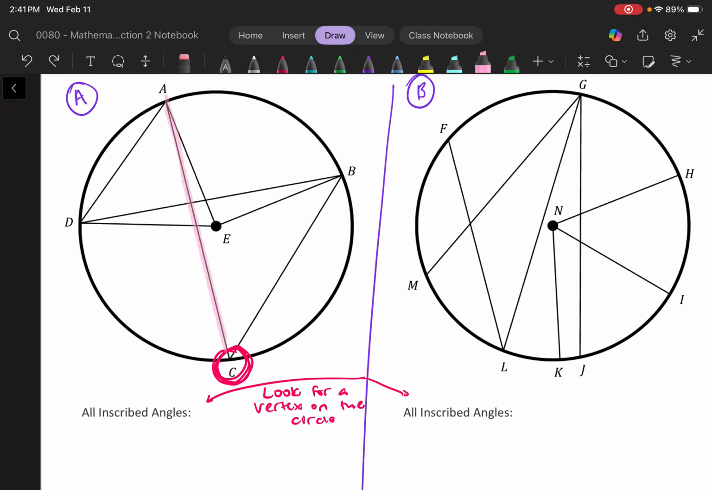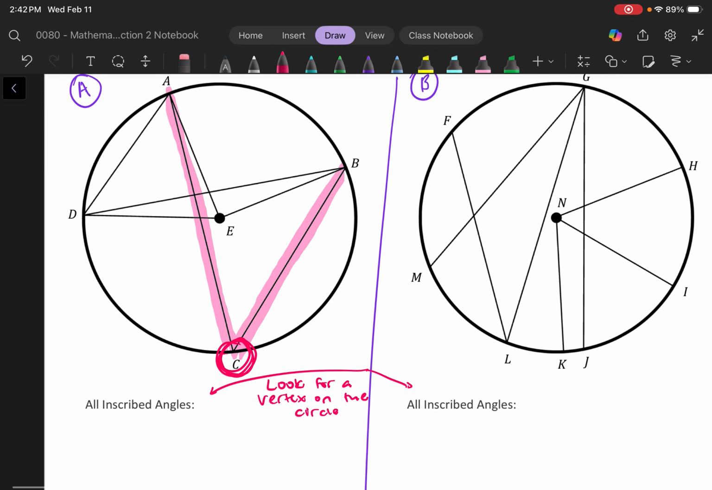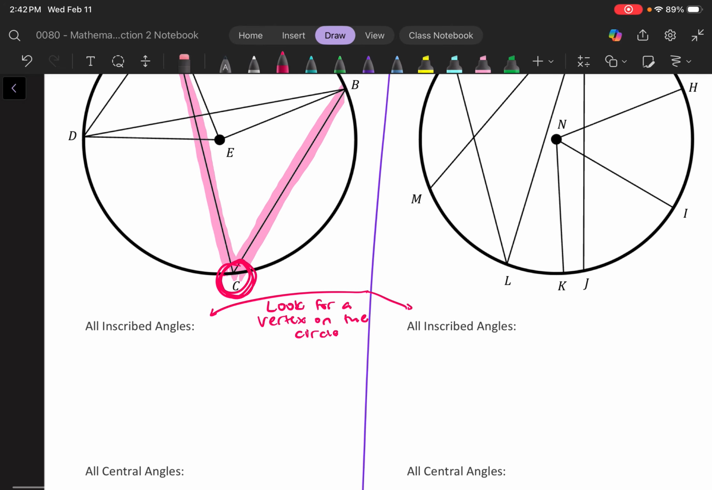So I'm looking to see, is there a chord that connects C to something else? Yeah, this is one chord. Okay, what about the other direction? Yeah, this is also a chord. So those two chords together with the common endpoint at C would form an inscribed angle. And that inscribed angle would be named ACB or BCA, whatever you prefer. So I'm going to name that angle ACB.